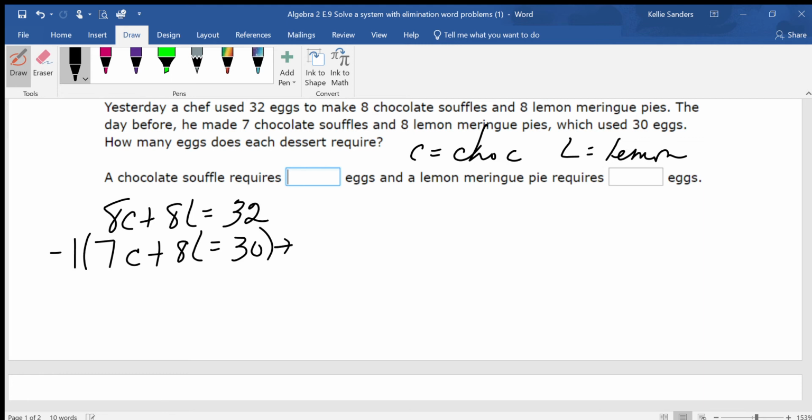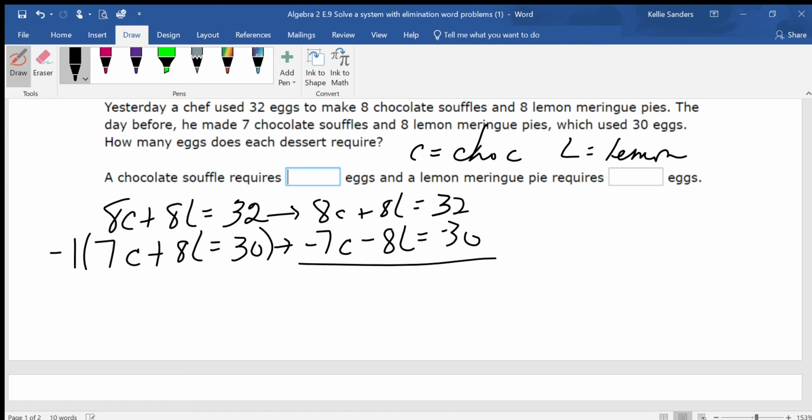We're going to multiply the bottom one by -1, which just changes the signs. We're bringing this one just over. 8 minus 7 is 1, so 1C is 2. So each chocolate souffle uses 2 eggs.